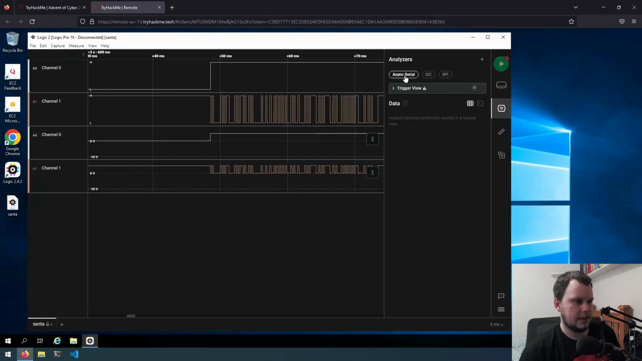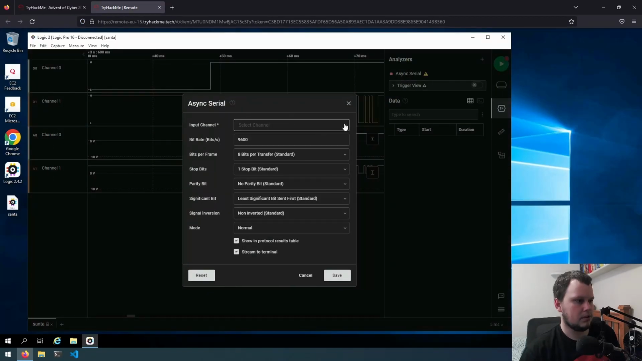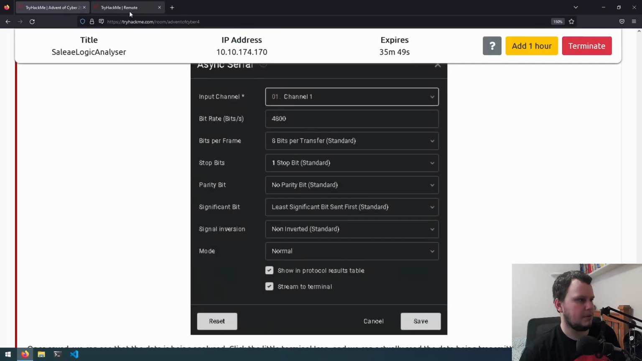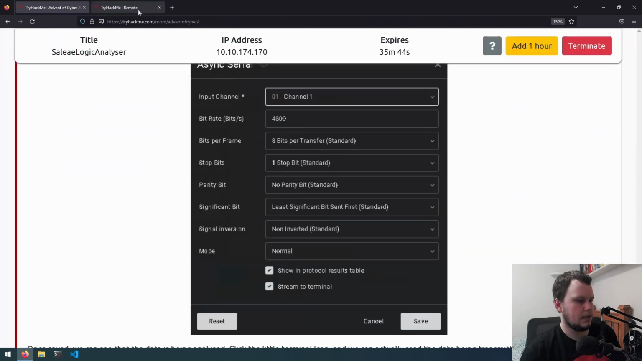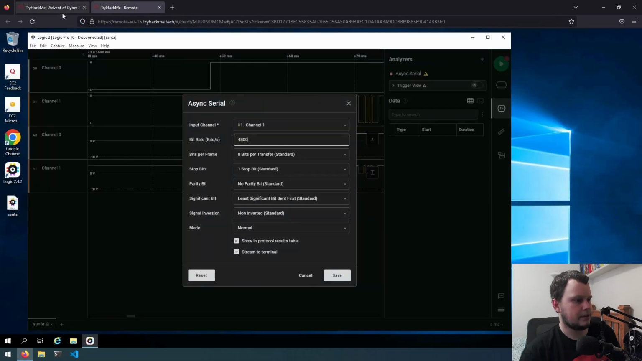So we need to do async serial, and this is for channel 1. The bitrate is 4800. 8 bits per transfer, 1 stop bit, no parity bit, least significant bit sent first, non-inverted, and normal.